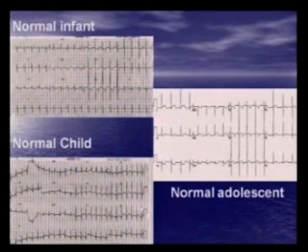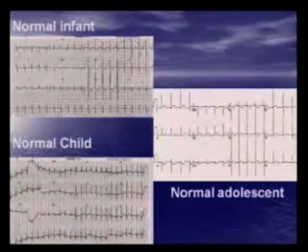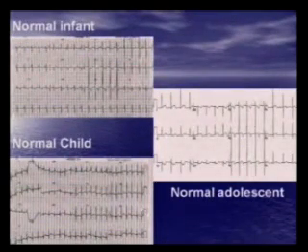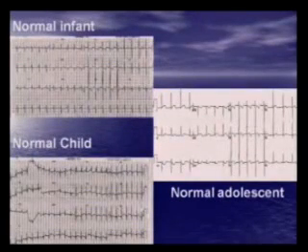If you look at the left hand corner at the bottom, you will see that the axis has already started changing. This is a normal child. It is still probably a bit right axis deviation, but you can gradually see that the left ventricular forces have started appearing. So again, looking at this ECG and interpreting it as such has no meaning at all.